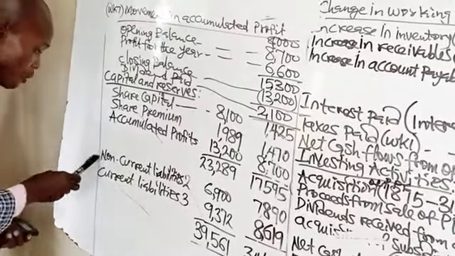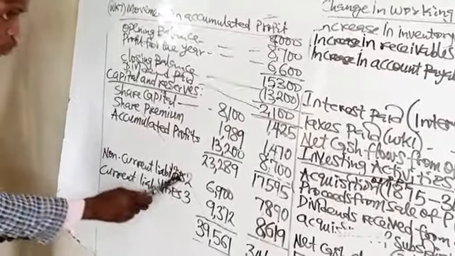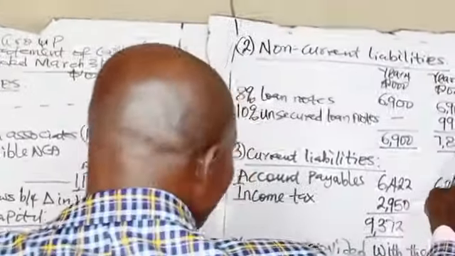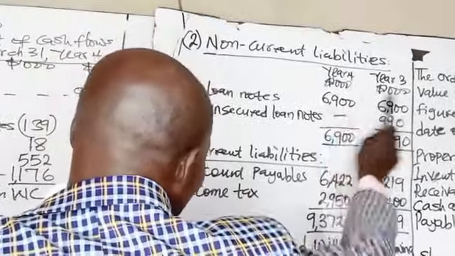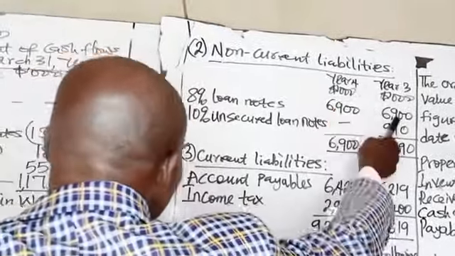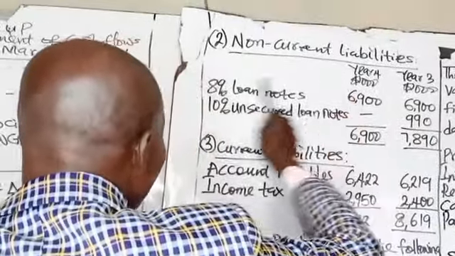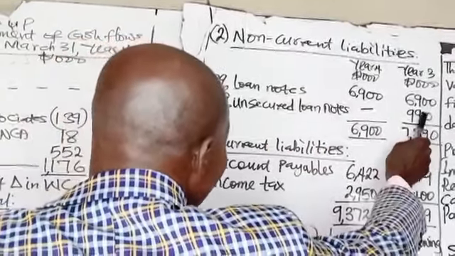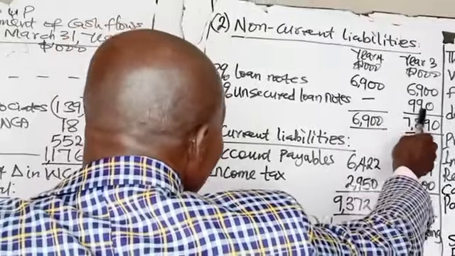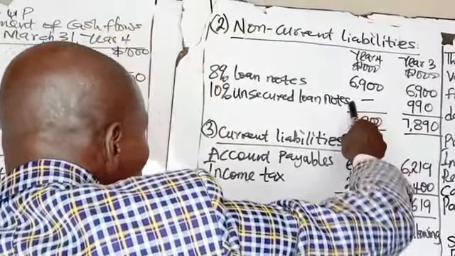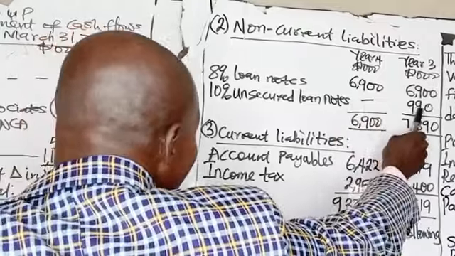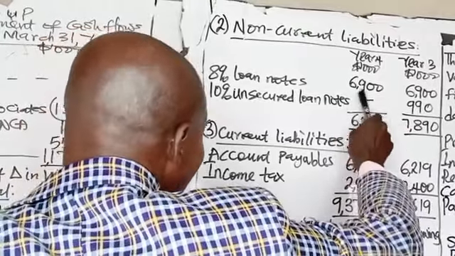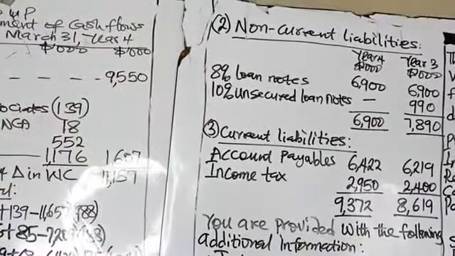Now, after equity, we have non-current liabilities. So we have note 2. Let's go back to note 2. Note 2 includes non-current liabilities, year 4 and year 3. The 8% loan notes is constant for both years, so there is no issue of loan notes and no repayment of 8% loan notes. But look at the 10% unsecured loan notes. The opening balance is 990 and the closing balance is nil. That means this 990 has been repaid, so we are going to have this as an outflow in year 4. So we have repayment of loan notes.